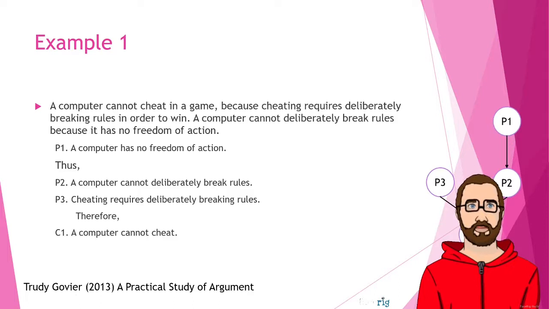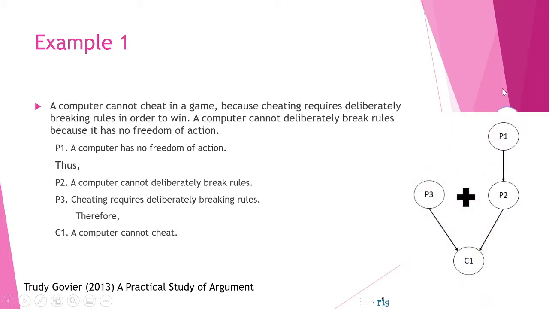Okay, and here we have a few examples, taken from Trudy Govier's A Practical Study of Argument book. The example goes: a computer cannot cheat in a game because cheating requires deliberately breaking rules in order to win. A computer cannot deliberately break the rules because it has no freedom of action. And here at the right corner, you can see the argumentation structure. This plus means that you need both of them to get to the conclusion. So P3 alone or P2 alone won't be sufficient to argue for C1. That is what this plus here means.